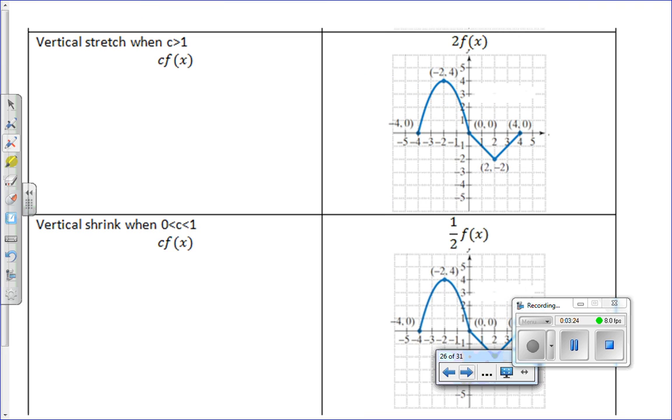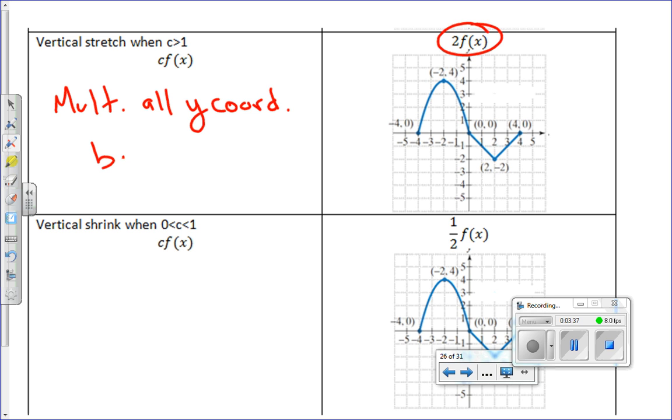Let's do the vertical stretches. If you have a number on the outside, the idea is that we're going to multiply all y coordinates by c. In this case, we'll multiply all the y coordinates by 2. Notice your x-intercepts still don't change, but this 4 becomes 8. So if I make that 4 into an 8, I get a point way up here. So that's a vertical stretch by a factor of 2. This -2 becomes -4. So now it's not the same shape, it's vertically stretched.